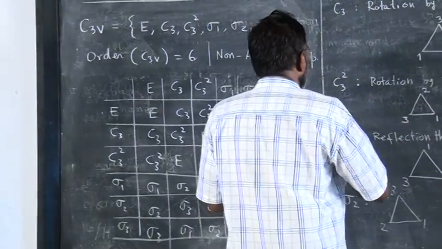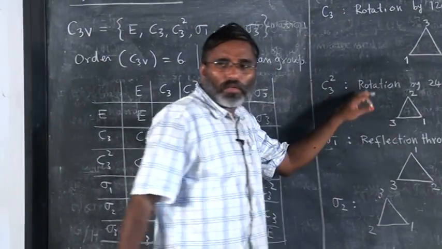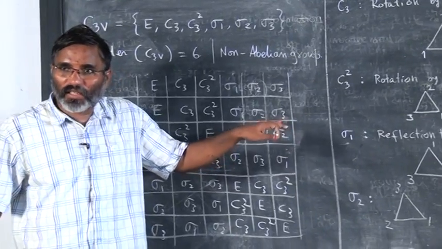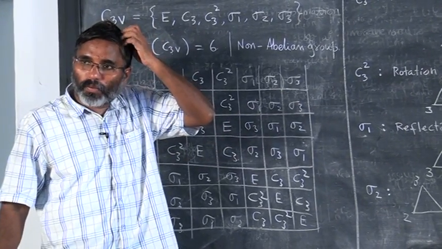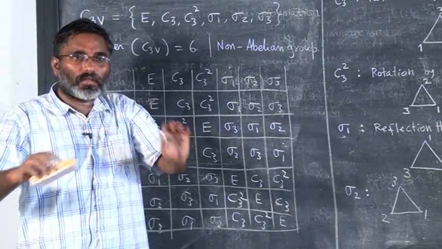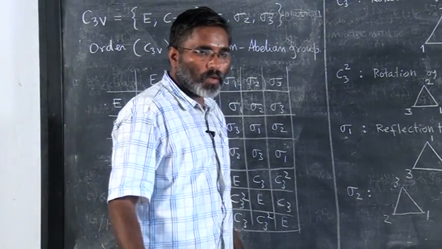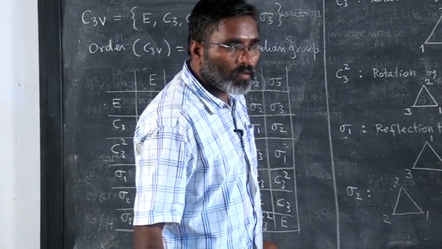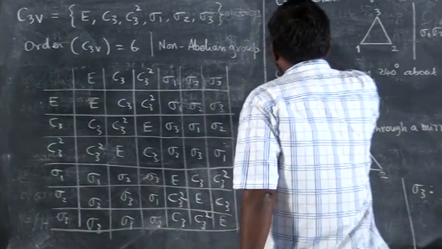How many generators are there in this group? Any doubt in filling up? Operations are clear. How are we doing group operations? Is that clear? On the geometrical object? Okay.